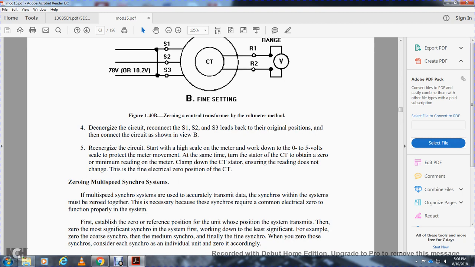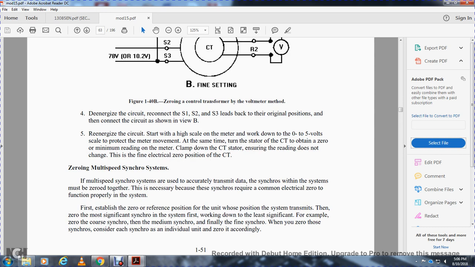Then reconnect the stator 1, stator 2, and stator 3 leads back to the original position, connecting the circuit as shown in the view. Re-energize the circuit with the high scale on the meter, then work down to the 0 to 5 volt scale while the meter moves. At the same time turn the stator of the control transformer to obtain the minimum reading on the meter. Clamp down the control transformer, then ensure the reading does not change at the final electrical zero position of the control transformer.